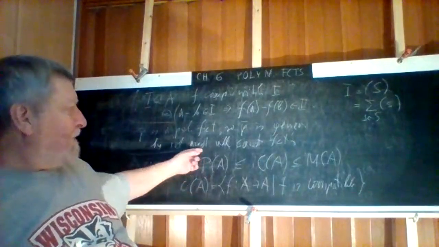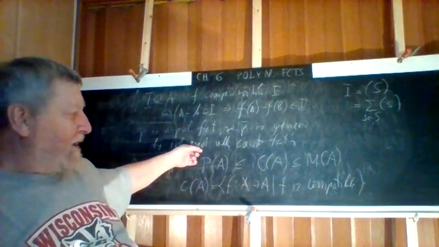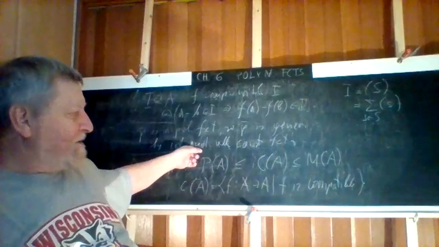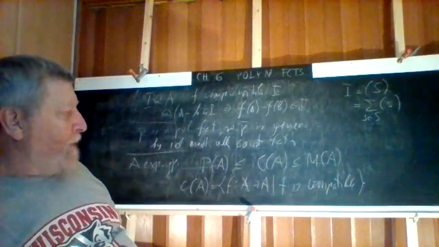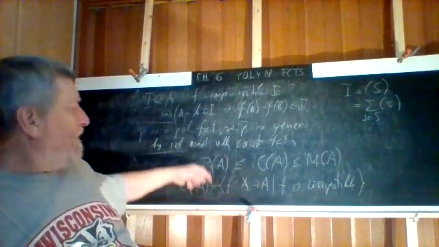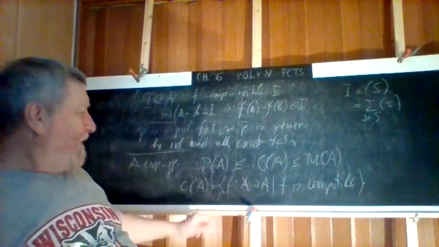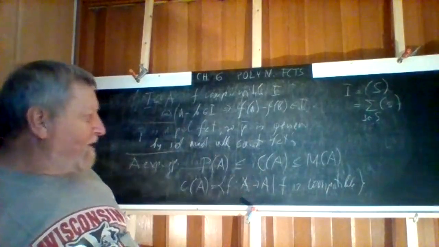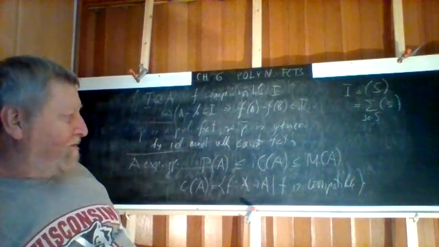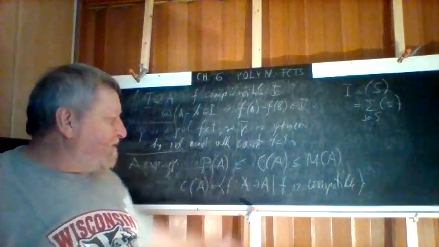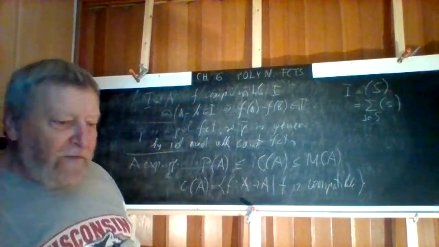So all the generators for polynomials are compatible, and since the compatible functions form a nearing, it means that also all polynomial functions must be compatible, and so we get this chain here: P of A is in C of A, and this is in M of A.